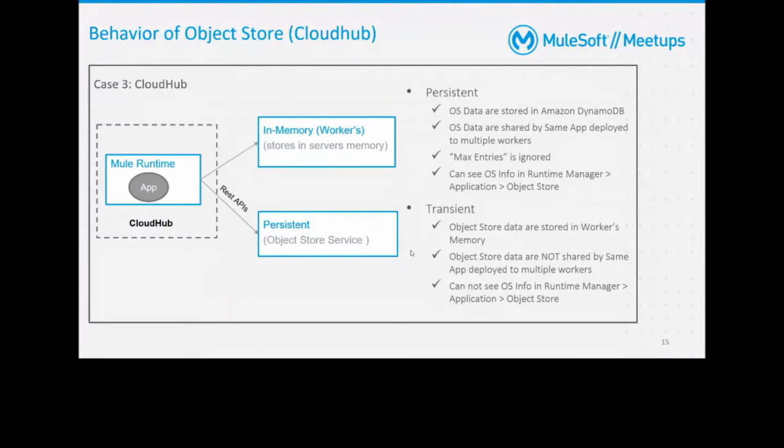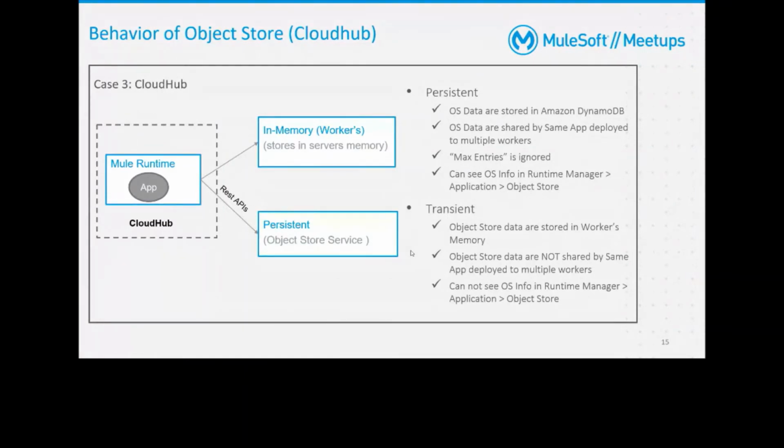in this case, the object store data is stored in the worker's memory. It won't use the object store service, and the data is not shared across multiple workers of the same app. It is not shared across. And also we can't see any of the keys that we have in our Anypoint Platform. So this is how an object store works on-prem as a single standalone app, how it works in a cluster, and how it works in CloudHub. These are the three different behaviors.